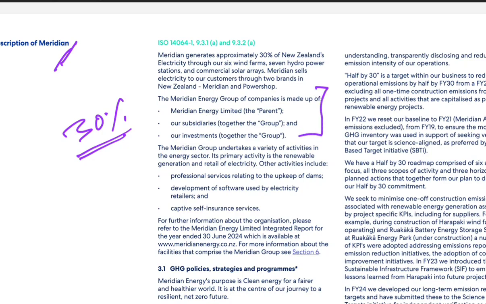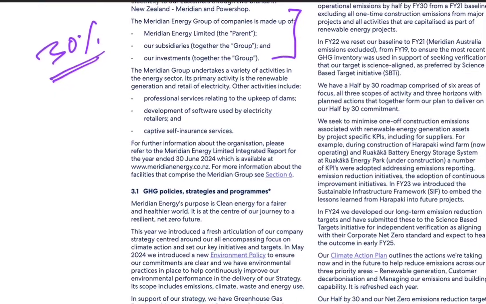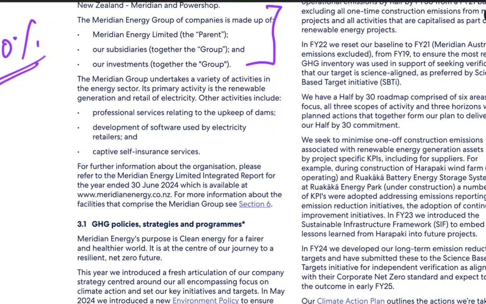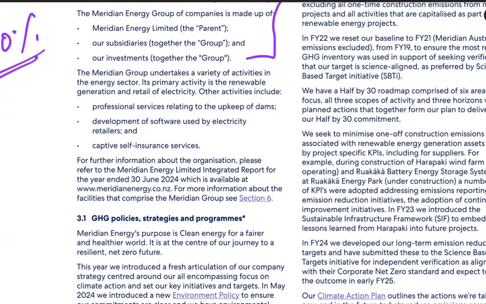The parent group is Meridian Energy Limited, with subsidiaries and investments they consider. They are undertaking a variety of activities in the energy sector, like professional services related to upkeep of the dams, development of software for the electricity retailer, and captive self-insurance services are also included in this.